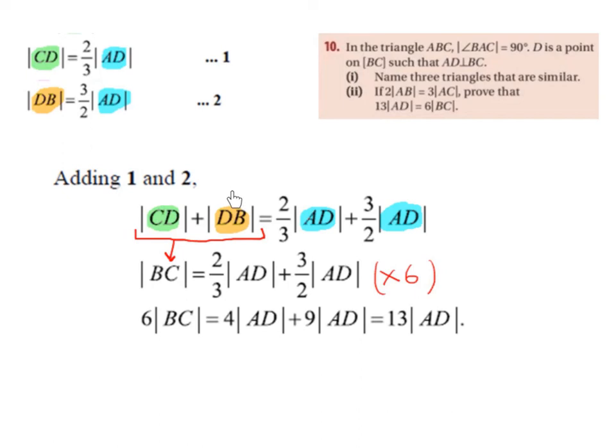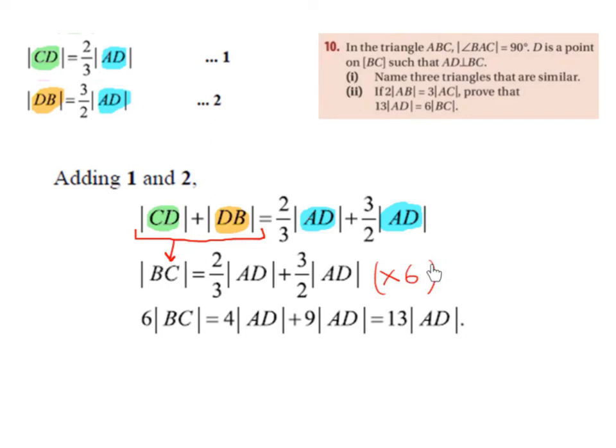Now CD plus DB altogether gives us BC, because if the distance from C to D plus the distance from D to B are put together, then they're going to give us the distance from B to C or from C to B. So that's still equal to 2 over 3 AD plus 3 over 2 AD.